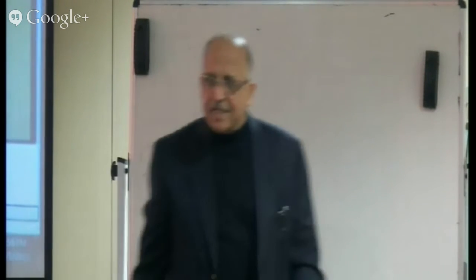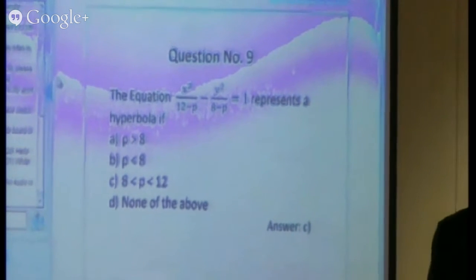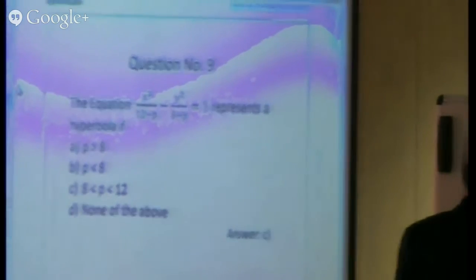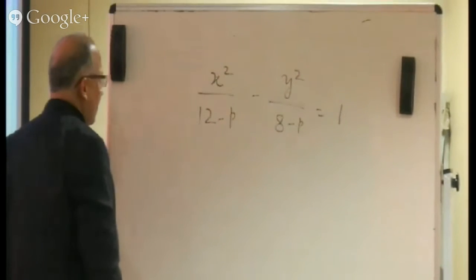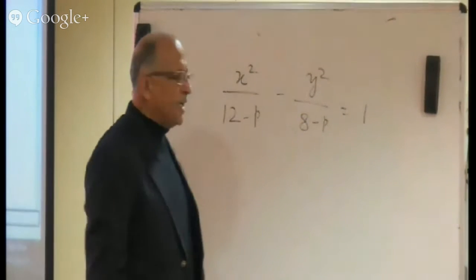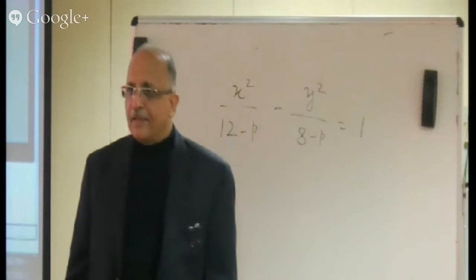Okay, let's see some more problems. Oh, this is something interesting. The equation given is x square upon 12 minus p plus or minus y square upon 8 minus p equal to 1. For what value of p will it represent a hyperbola? That is the question.